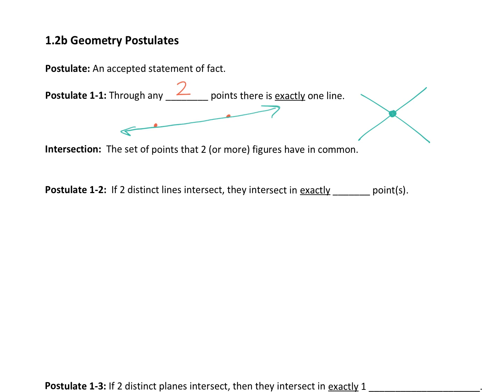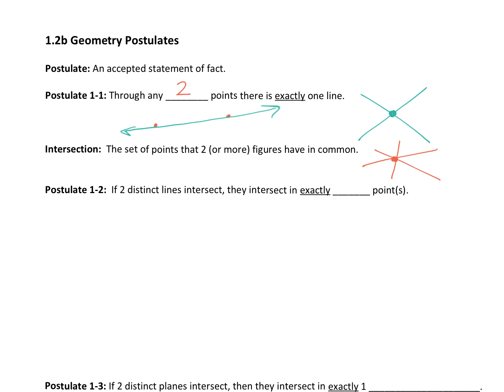So intersection, that's our intersection. If we had something like this, we still have an intersection. So it's 2 or more figures, 2 or more things coming into contact with each other. Where they meet is their intersection. All right.